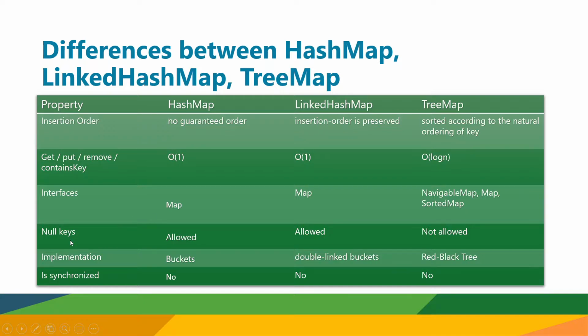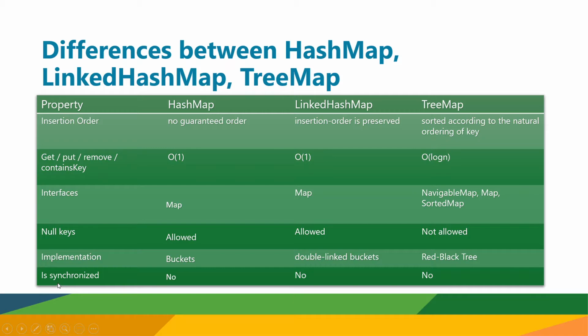So null keys, are they allowed? HashMap and LinkedHashMap, they are allowed, but TreeMap, they are not allowed. And if we come to implementation, HashMap is based on buckets. Buckets is nothing but an array. LinkedHashMap is doubly linked buckets, and TreeMap is a red-black tree, same like a binary search tree, but with more advanced operations and balancing and so on.